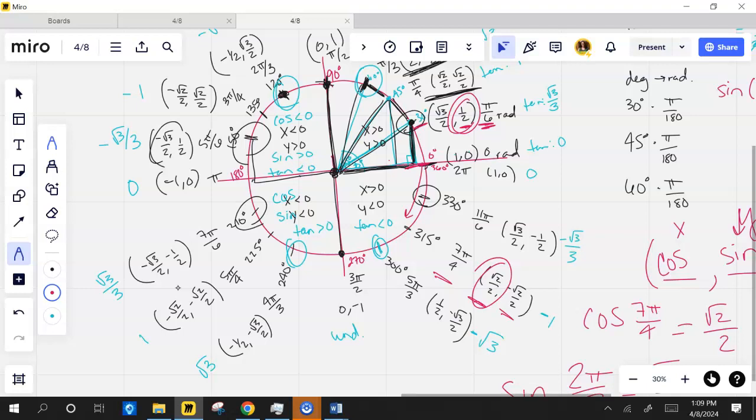So negative 45 degrees, I'm starting at 0 and I'm going this way 45 degrees. I end up at this point. So the cosine of negative 45 degrees is square root of 2 over 2.